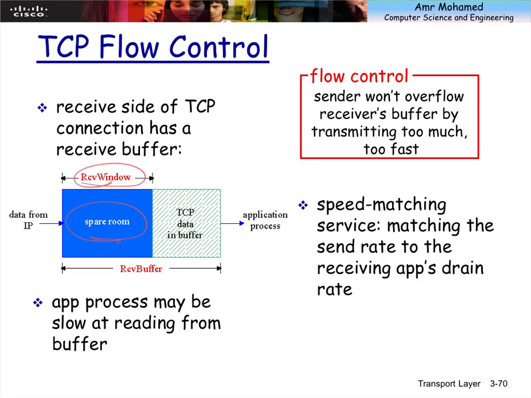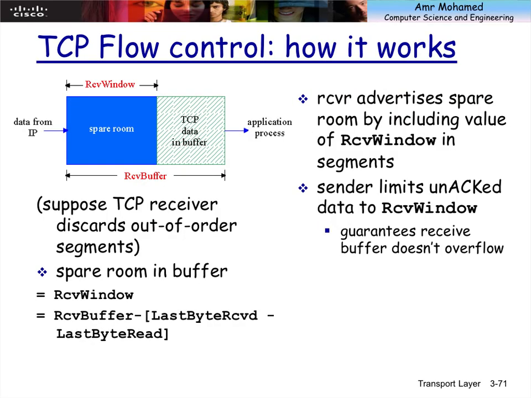I cannot send segments more than this empty buffer in the receiver. That's easy. Okay? So the way we do this is by calculating what we call the receiver buffer size minus the last byte received and the last byte read. This and this. Because we said that this is a byte stream, so this is the last byte read and the last byte received.